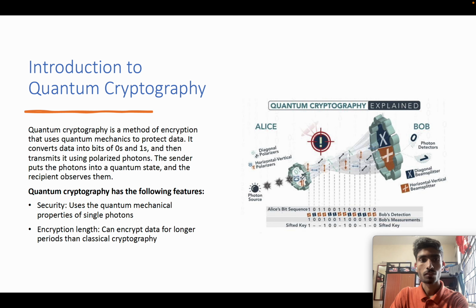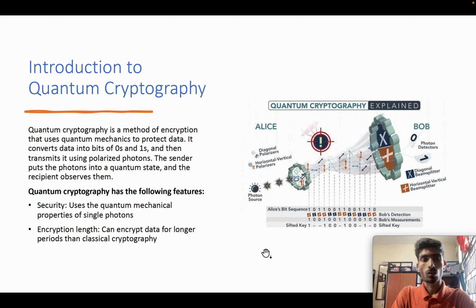Okay, so first we'll move on to the introduction to quantum cryptography. Slide one introduces us to the fascinating concept of quantum cryptography. It's not just a new method of encryption, it's a groundbreaking approach that utilizes quantum mechanics to protect our data. The process involves converting data into quantum bits and transmitting it using polarized photons. The key features include its reliance on the quantum mechanical properties of single photons, providing enhanced security, and the ability to encrypt data for longer periods compared to classical cryptography.